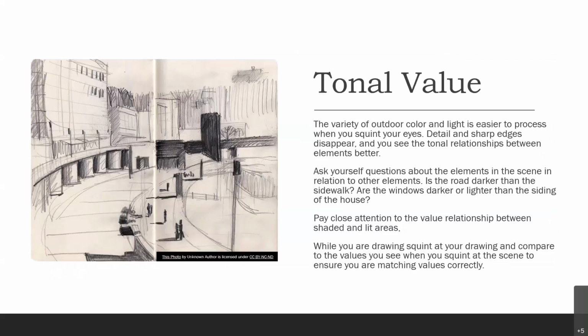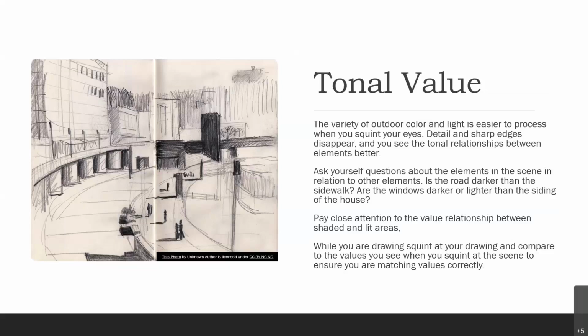Is the road darker than the sidewalk? Are the windows darker or lighter than the siding of the house? If you have a reflection off a window, it might actually be lighter, not darker. Pay close attention to the value relationship between shaded and lit areas.